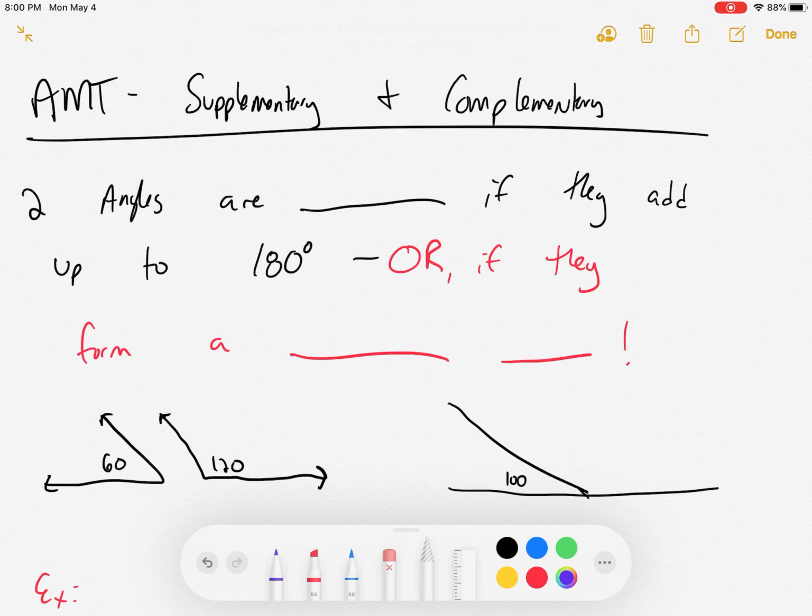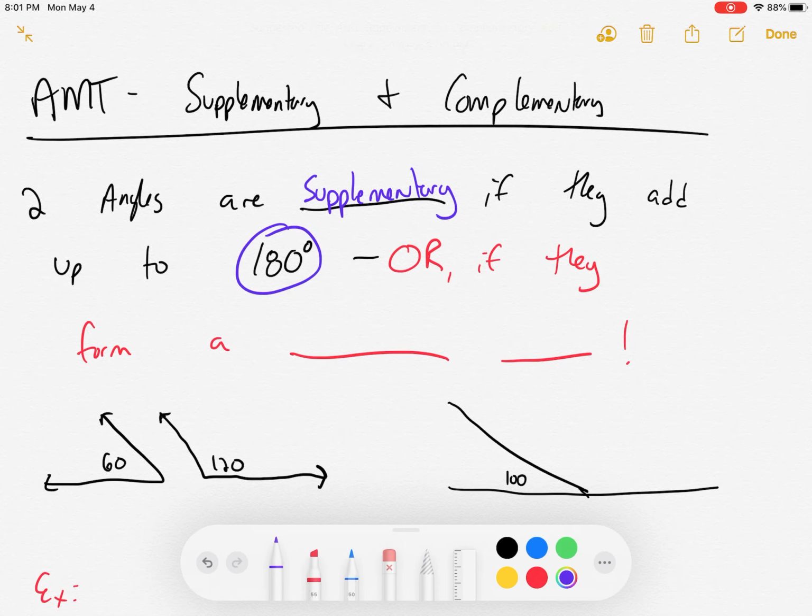Hello everybody, today we are moving on to angle relationships. We're going to talk about two types of angles today. To start, two angles are supplementary if they add up to 180 degrees, or if they form a straight line.